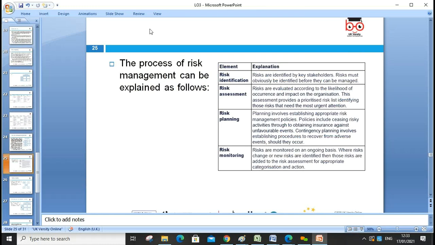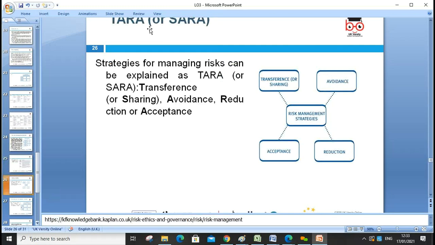The process of risk management is explained here. Risk identification: identify the key stakeholders. Then risk assessment, risk planning, and risk monitoring. That is all the explanation of the terms. Any questions? Okay, yes or no? No questions?